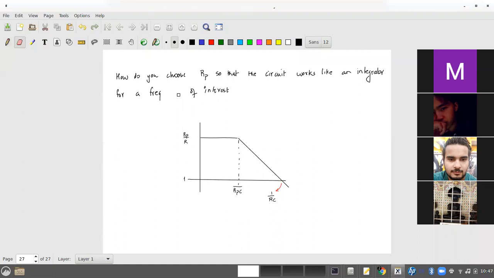Let me say that this is some frequency omega. Let me call that some omega star. On this plot, this is omega, right? So where should omega lie? If my omega star is here, or there, or there, so three possibilities. Can you tell me in which case will it actually act as an integrator?